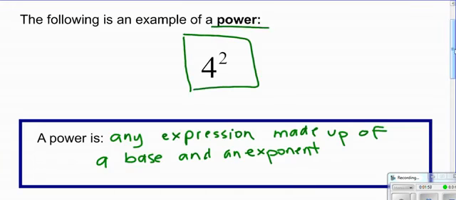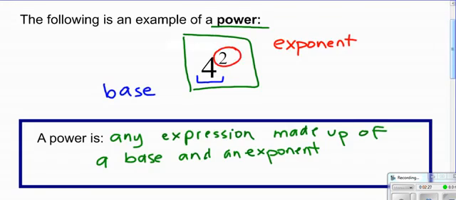So then the other two pieces we need to look at are the base and the exponent. The base is the part of the power that is being repeated. In this case, our 4 is what's being repeated. And then the other component is the exponent. The exponent tells us how many times the base is repeated. So in this case, the base is going to be repeated twice, and so it's going to be squared.